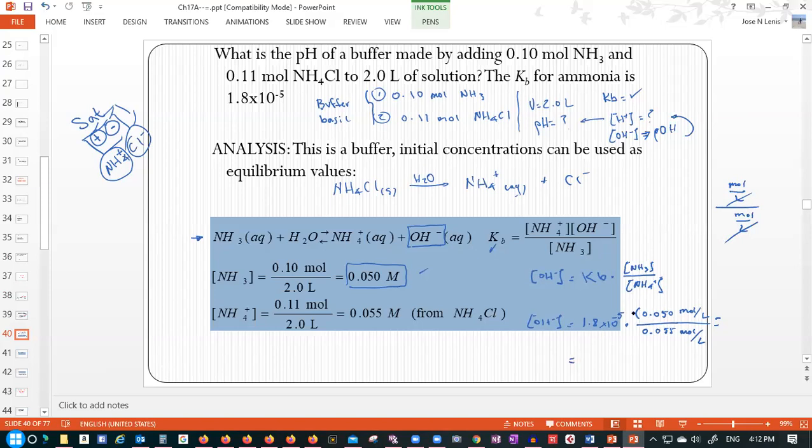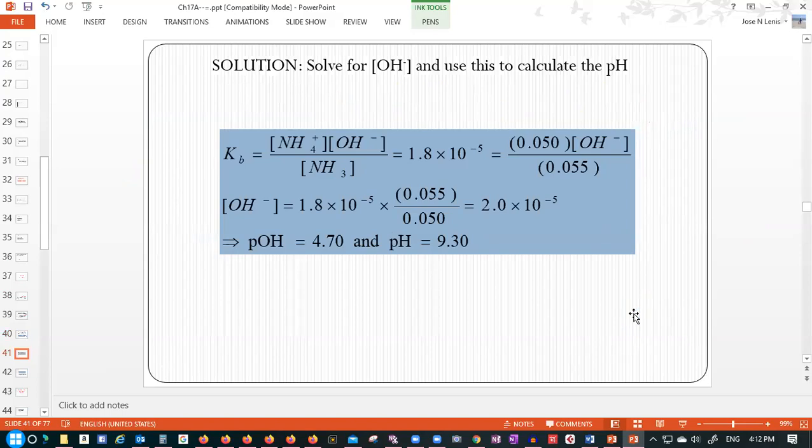And from here, when you operate these numbers, I think I have the answer here. You get 2.0 times 10 to the negative 5, that's the concentration of OH minus. Then you find the pOH, which is 4.70, and pH plus pOH equals 14. Therefore, pH equals 14 minus pOH, which is 9.30. Done. You see how simple that is?